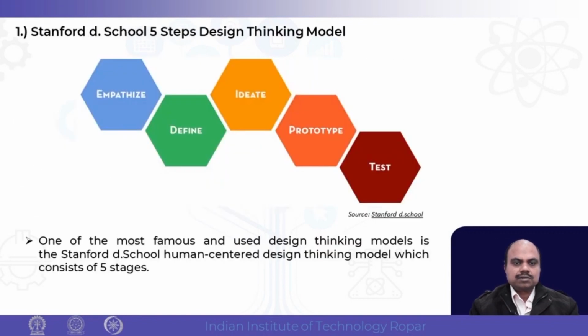The first model we are going to know about today is the Stanford design school model, also known as the 5-step design thinking model. We have already explained this in another lecture. It is one of the very good and most popular models among all the design thinking models. In this model, the first step is empathize, second is define, third is ideate, fourth is prototype, and the fifth is testing.